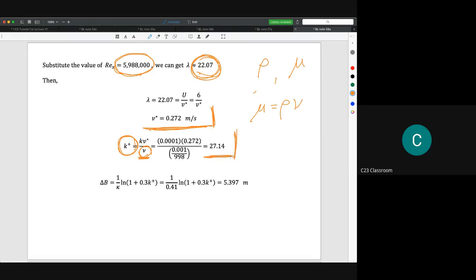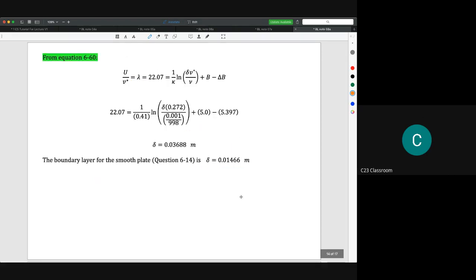This parameter is actually needed to calculate the value of delta B here. Delta B means the roughness coefficient actually. And then this is the equation; you could see the textbook about this equation. So we could get delta B equal to 5.397 meter. And then finally we could have the value.